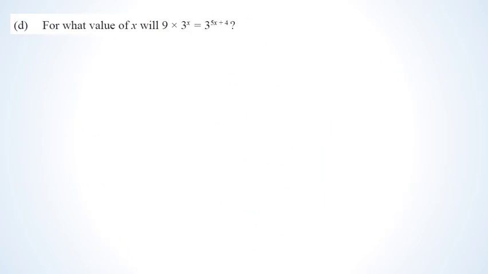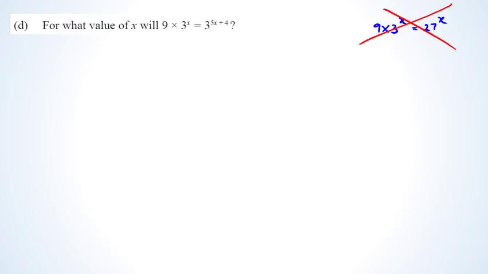All right, guys, so for this question, it says, for what value of x will 9 times 3 to the power of x equal 3 to the power of 5x plus 4? Can I just say, the first mistake people do is they do this. They see 9 times 3 to the power of x, and they write it as 27 to the power of x. If you did that, you are completely incorrect. So, how do we actually do this particular question?